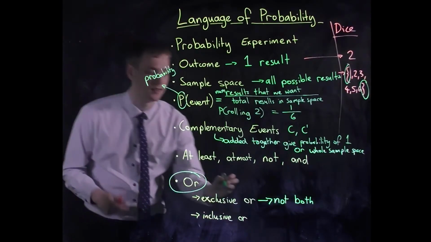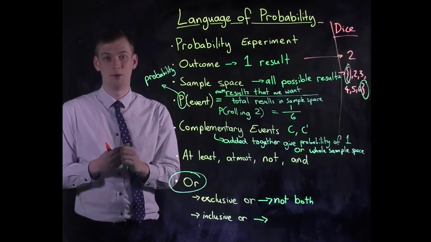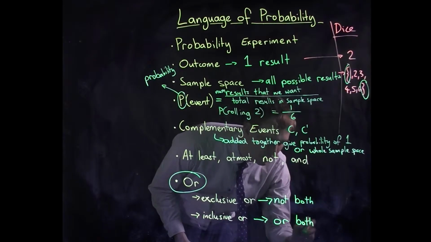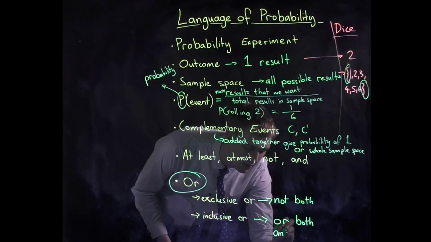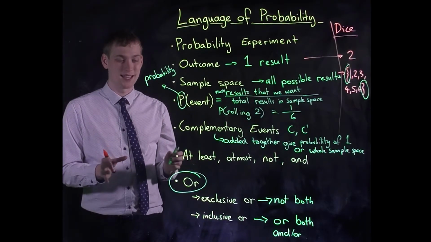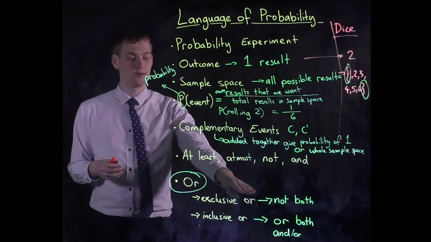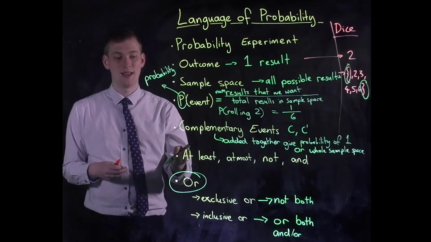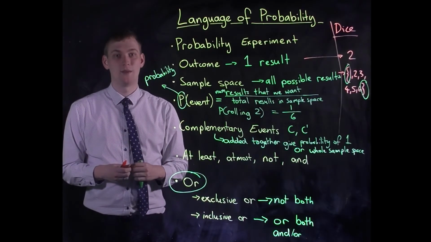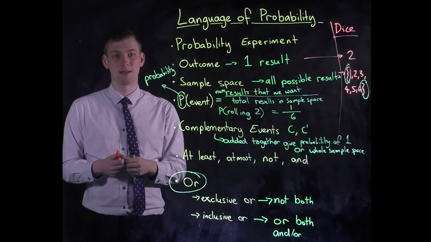In contrast, we have the inclusive, which is this or both. Or we could write and/or. So we've got two different ideas happening there, and we will look at these again a bit more in class. Exclusive or is when I want the probability of this happening or this happening, but not both of them happening at the same time. Inclusive or is when I want the probability of this happening or the probability of this happening, or them both happening at the same time as well.